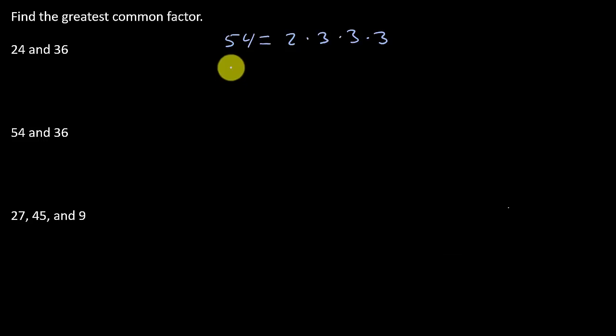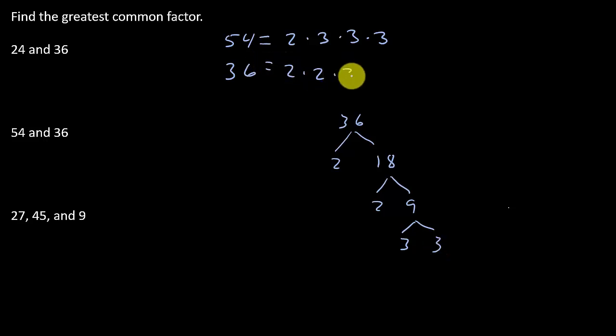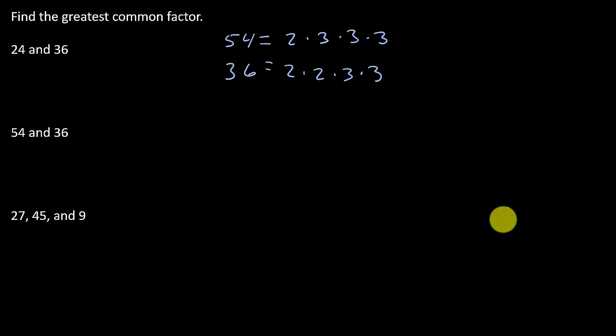And now let's look at the 36. Well, we did 36 earlier, didn't we? Remember, that was 2 times 18, and then 2 times 9, and then 3 times 3. So that's 2 times 2 times 3 times 3. Now let's look at the greatest common factor. Let's look at the 2's. There's 1 in the 54, and the 36 has 2.